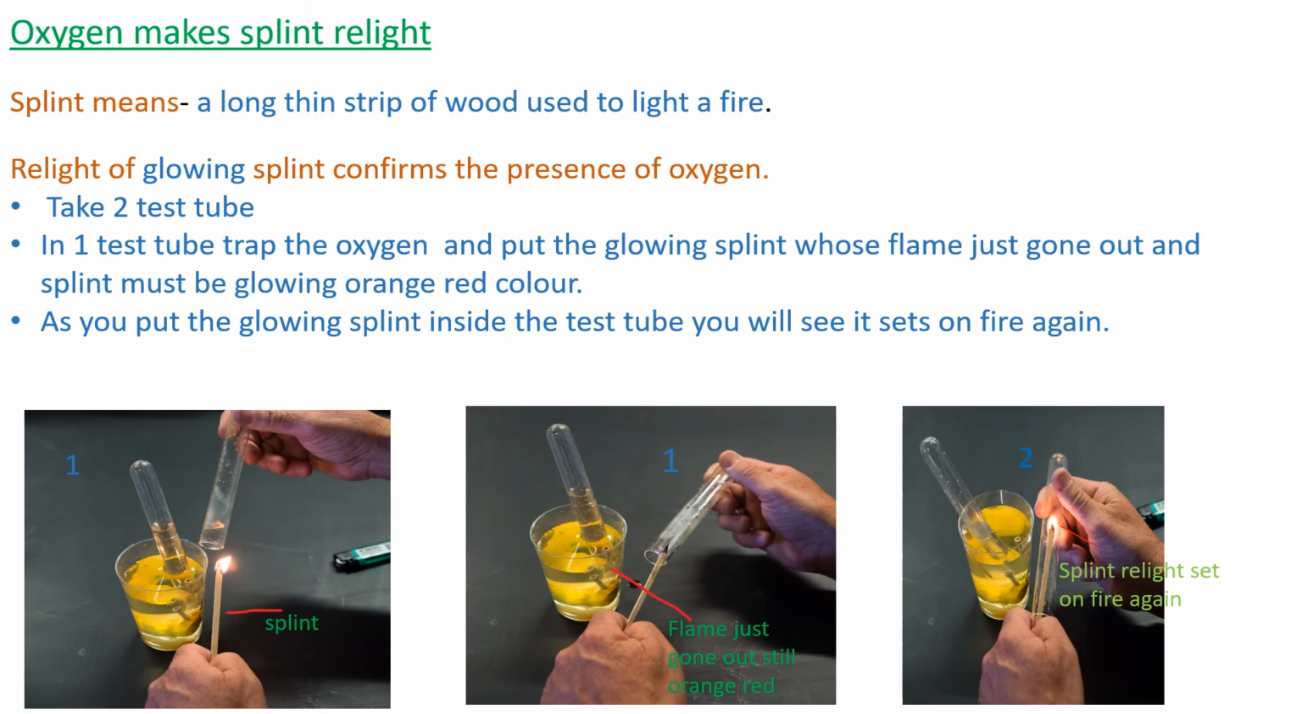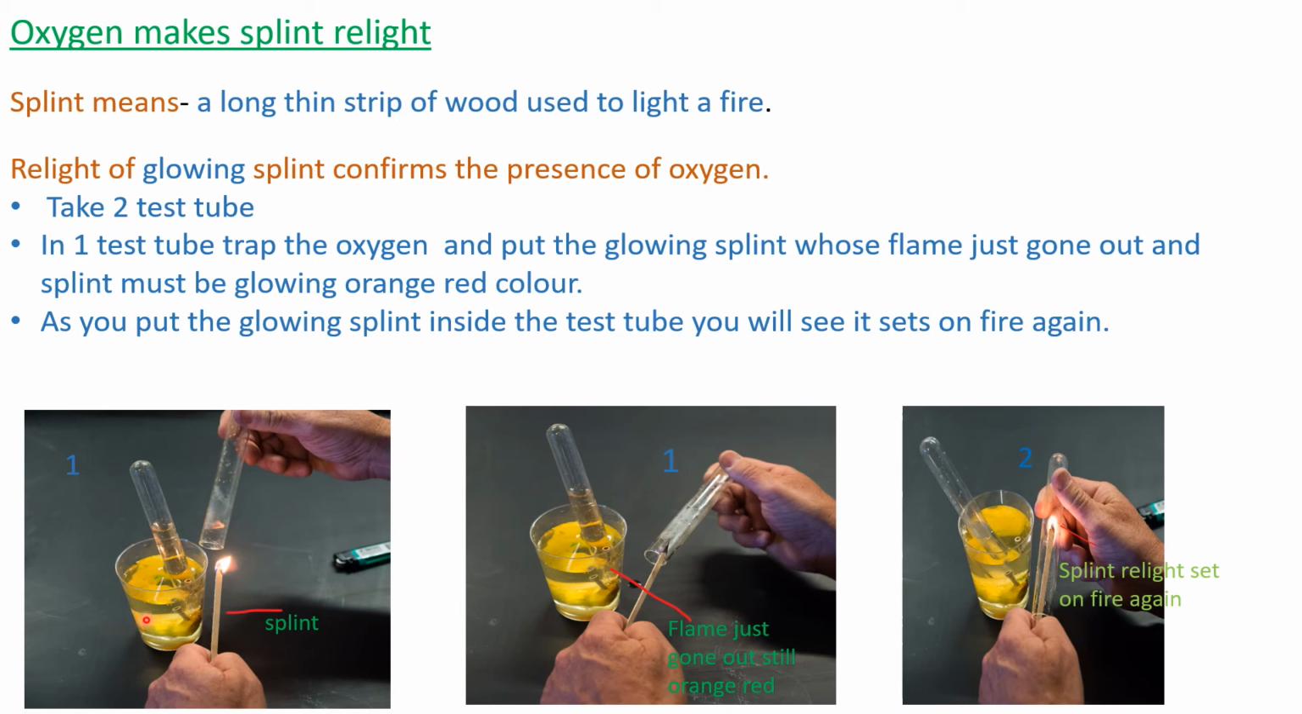Oxygen makes the splint relight. With the help of this experiment, we can see how oxygen is present in the air. First, we have to understand the meaning of splint. Splint means a long, thin strip of wood used to light a fire. And the relight of a glowing splint confirms the presence of oxygen.